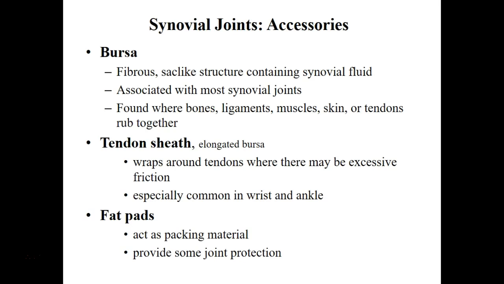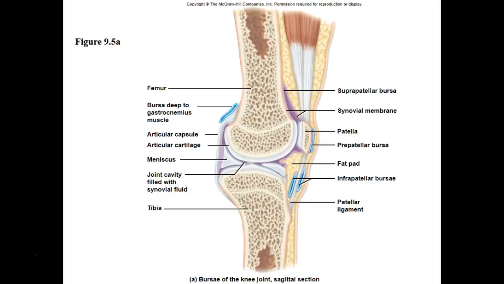And then fat is a packing material that is put into the synovial cavity in areas where there's nothing else there, so it just acts as a packing material. So here's a fully functional synovial joint. This is figure 9.5 in your textbook, okay?